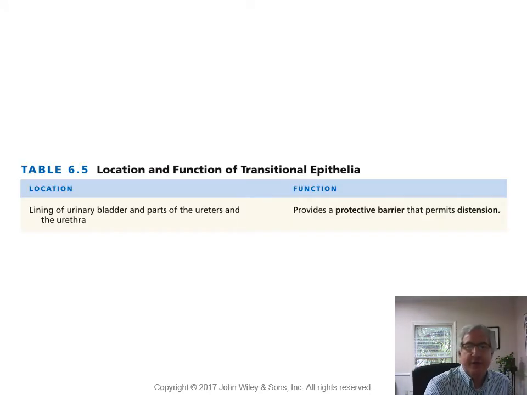And where do you find that? Generally the lining of the urinary bladder. You also find it in the ureters as well as the urethra. So in the urinary system. The ureters can distend a little bit, and the urethra can also distend as liquid is flowing down those. It provides a protective barrier and permits distension, so they can expand and then go back. All right, next slide.